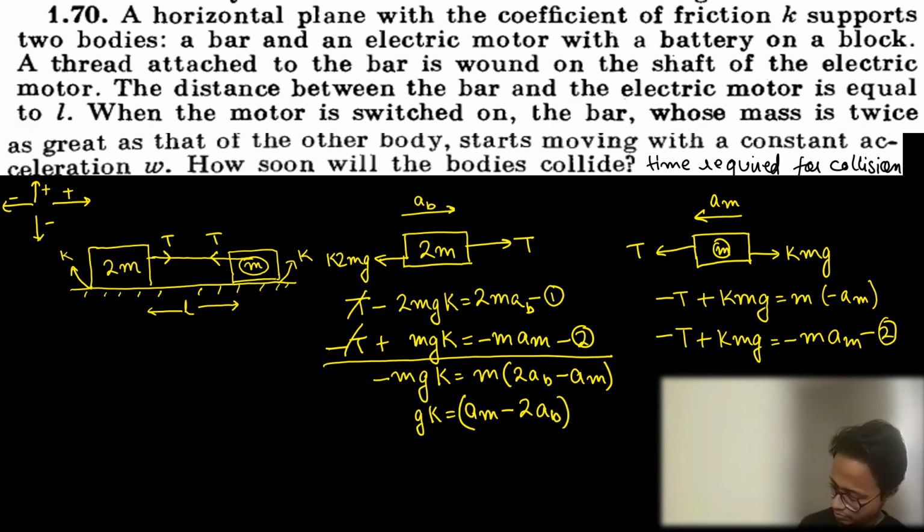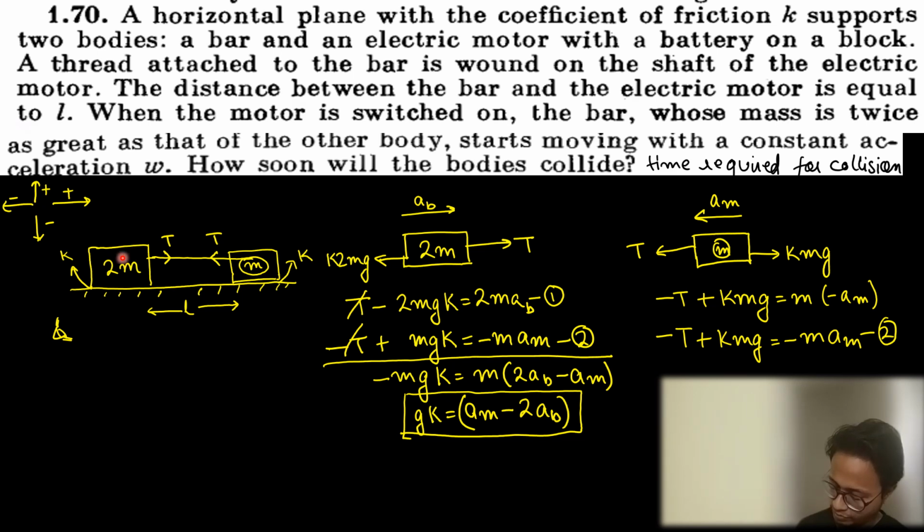Okay, so out here, this is the relation between acceleration of motor and acceleration of block. Now the question is asking what is the time taken for this block and this block to collide. Whenever collision occurs, we'll change our frame of reference from ground. This acceleration of motor was from ground reference. So if I want to say collision occurred, that means what?